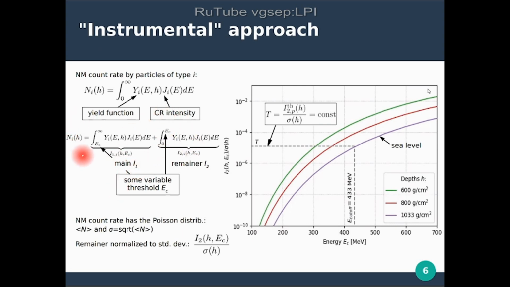We can also normalize the remainder part, the low-energy part, to the standard deviation, sigma, which can also be found from the total count rate of the neutron monitor, since the counts basically follow the Poisson distribution. Here, this lower line is the remainder integral as a function of this energy integration limit for the sea level. And we know that the atmospheric cutoff is about like this for this altitude, and we set this as the detection threshold for the neutron monitor. Using the same threshold, we could find how the cutoff behaves at different altitudes. These different curves correspond to different altitudes.